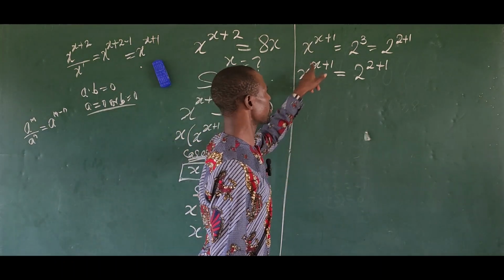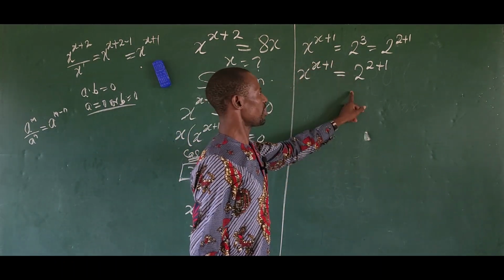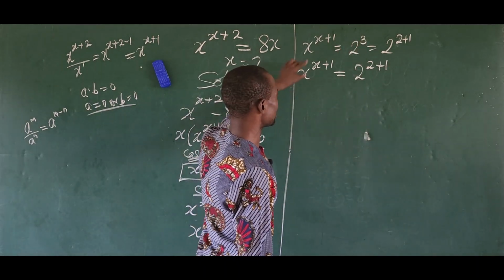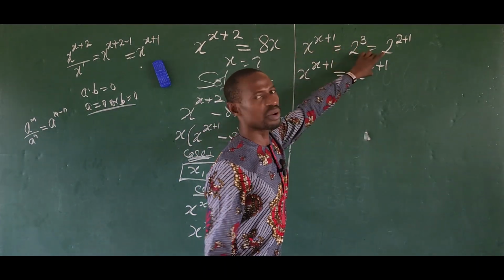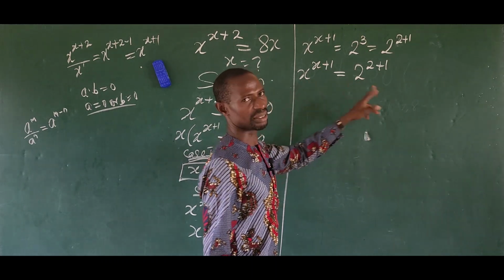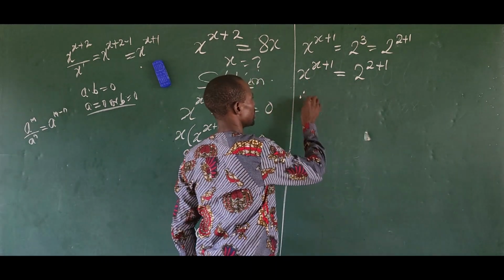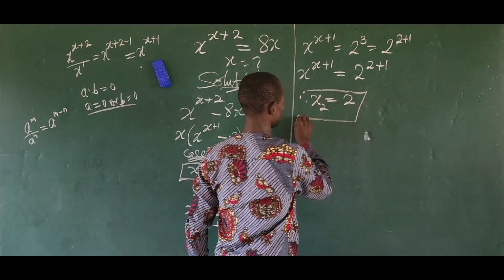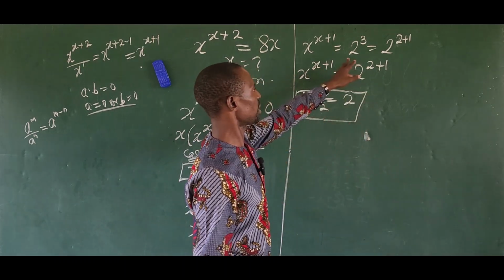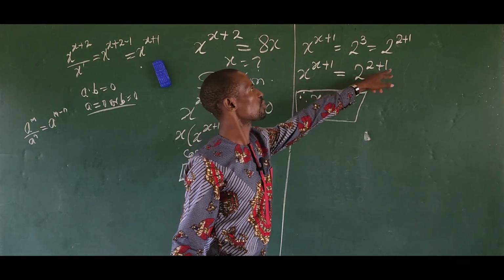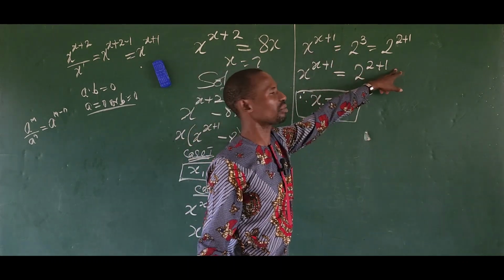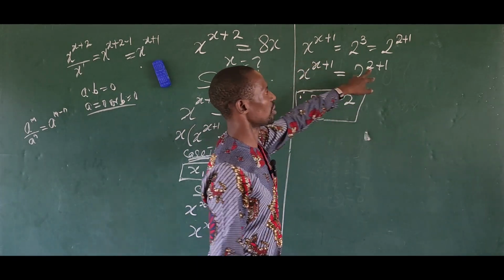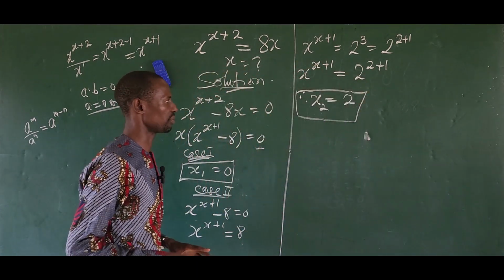So let's do some simple comparison. Here we have x raised to itself plus 1. Here we have 2 raised to itself plus 1. So we can equate the bases to each other, and from here we discover that x is equal to 2. If you decide to take the exponent x plus 1 equals 2 plus 1, move this to the other side, it turns to minus, so plus 1 will cancel out minus 1. We are now left with x equal to 2. So whichever way will give you x equal to 2.